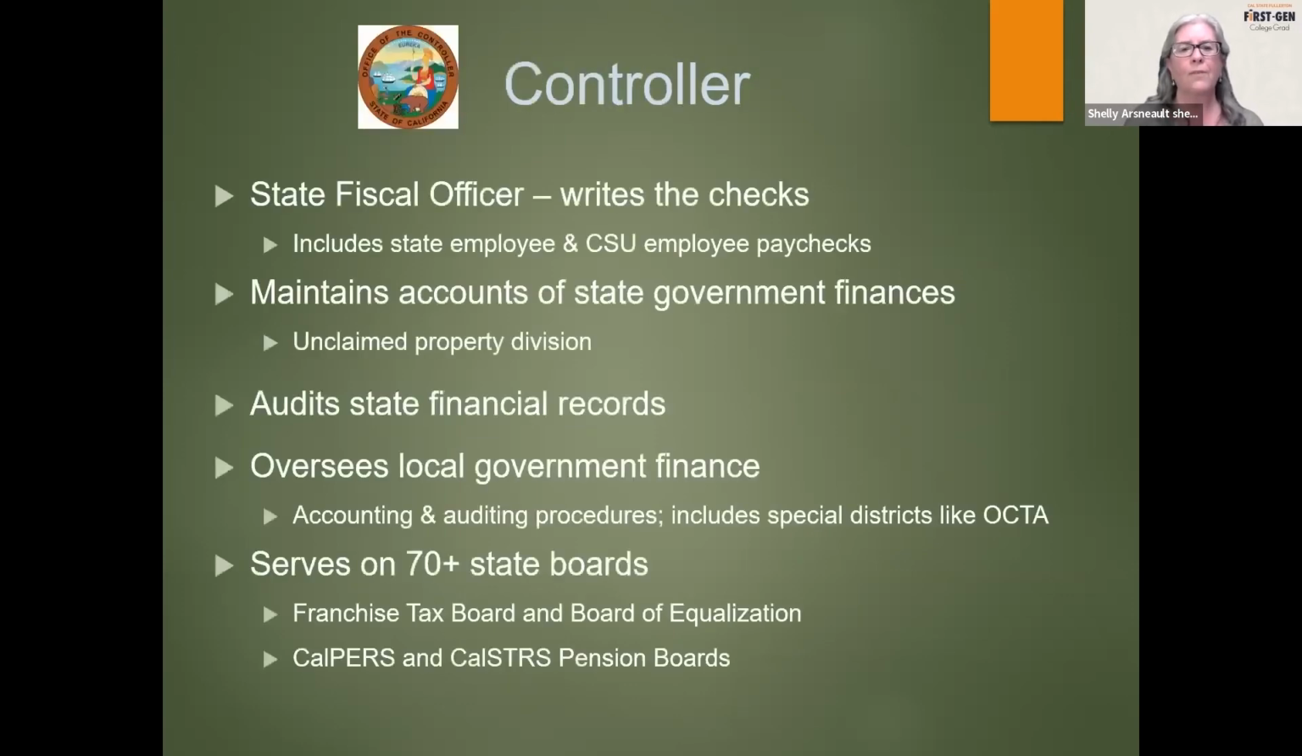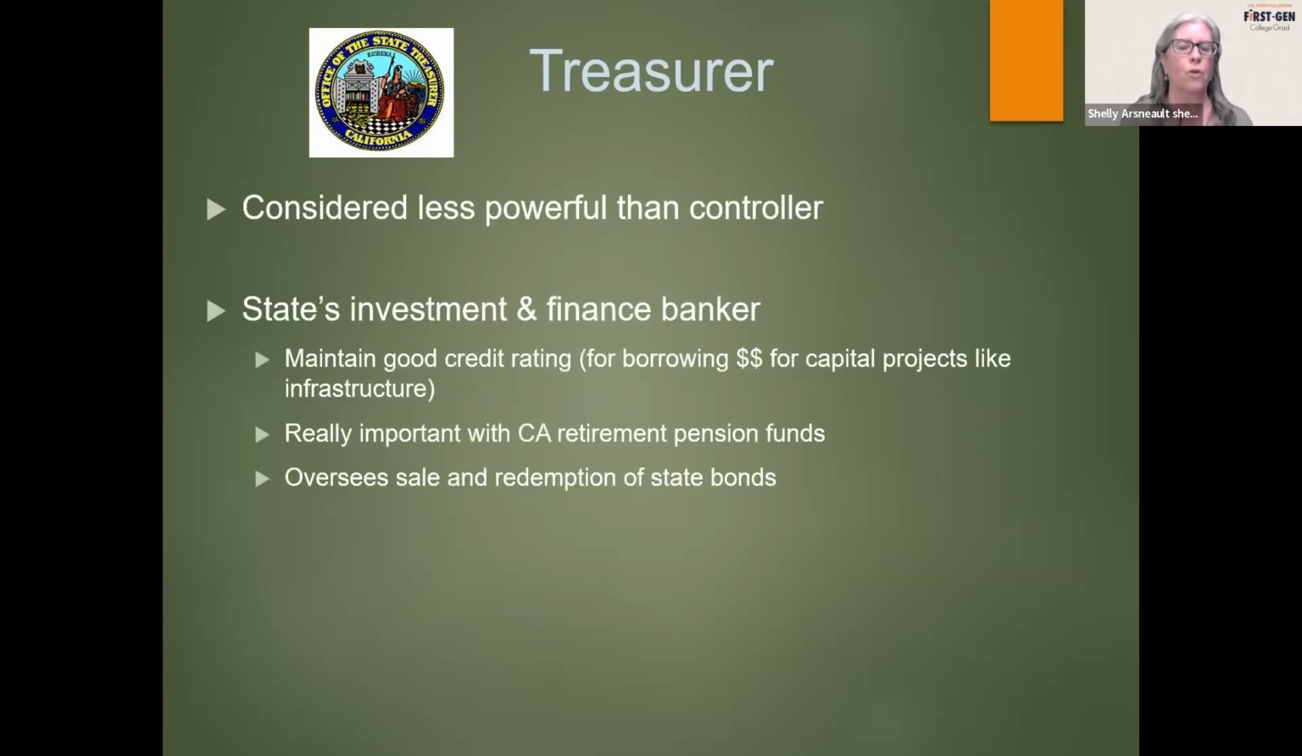Then we have the treasurer. One thing: in many states, a controller is called a comptroller. So if you're more familiar with that, by the way, we just call it controller, not comptroller. Just thought I'd add that. All right, then we have, of course, also the treasurer, and the treasurer is considered less powerful than the controller, as I said, but still doing really important and good stuff.